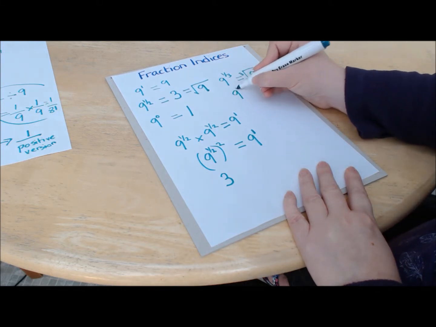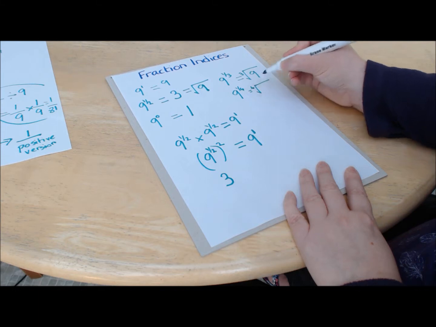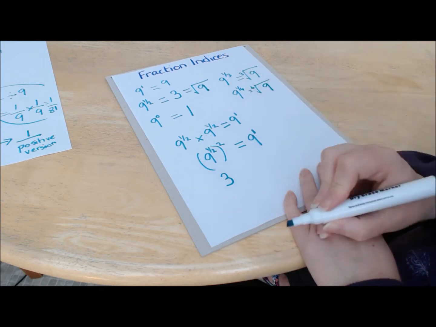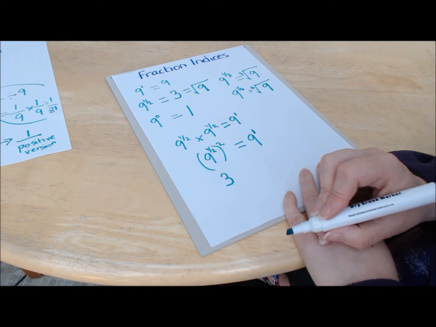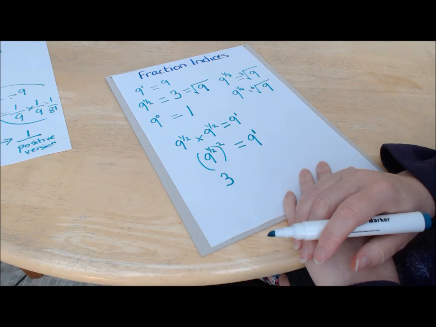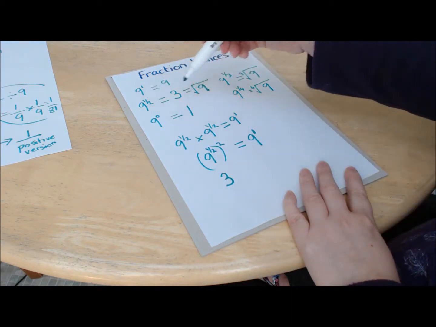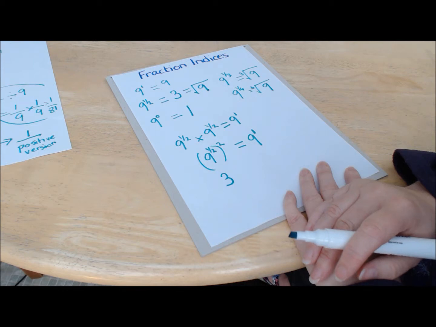9 to the power of a quarter is the fourth root of 9, and so on. So all fractions are some form of rooting. Very simplest, it's square rooting, but it can be any power at all.